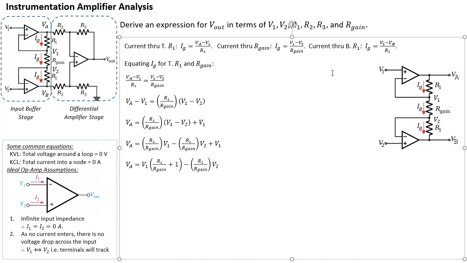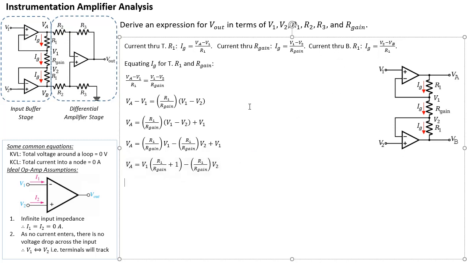Next, I can do the same thing again for VB by equating the IG expression across the bottom R1 with the R gain IG. This time it's very similar. The only difference is instead of VA minus V1 over R1, it's going to be V2 minus VB over R1. So let's just do the whole thing again.